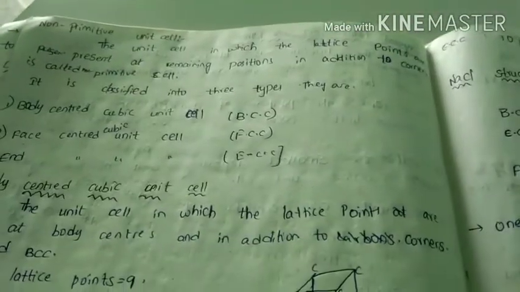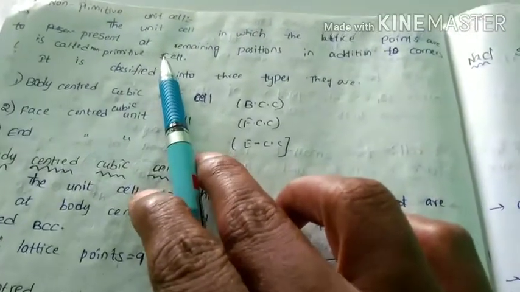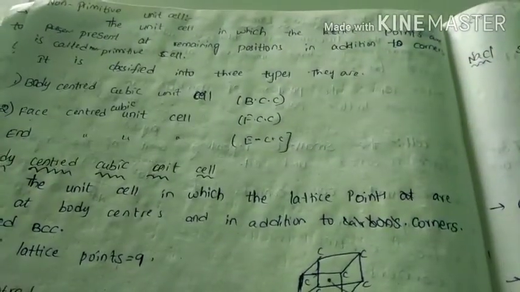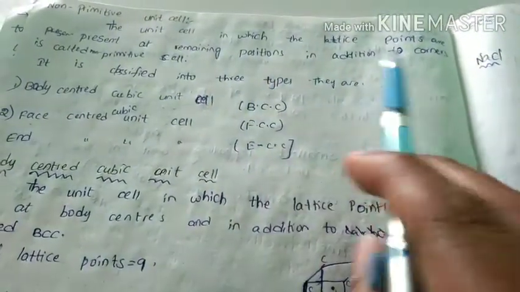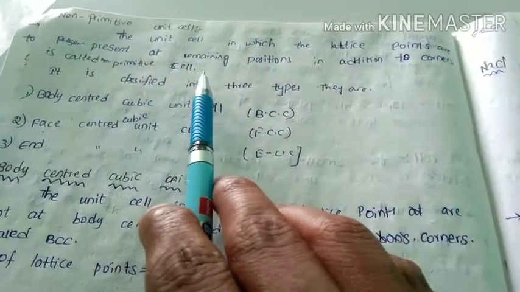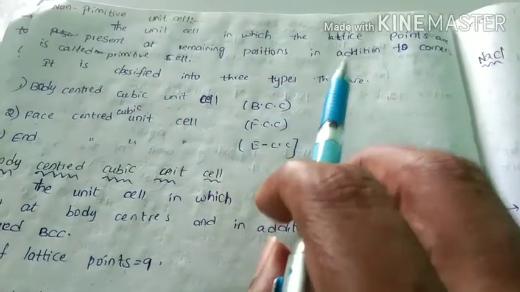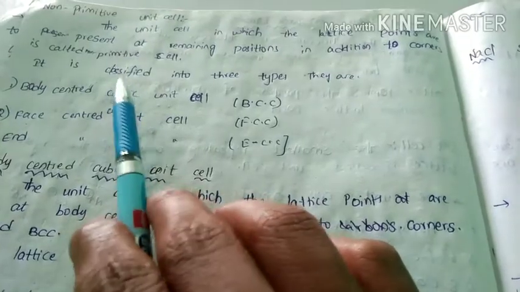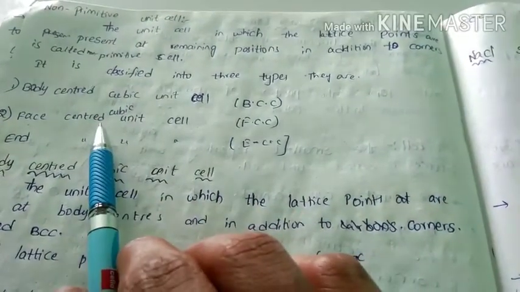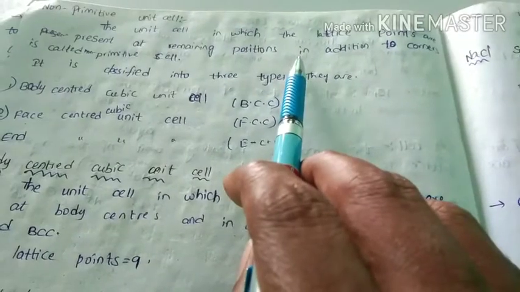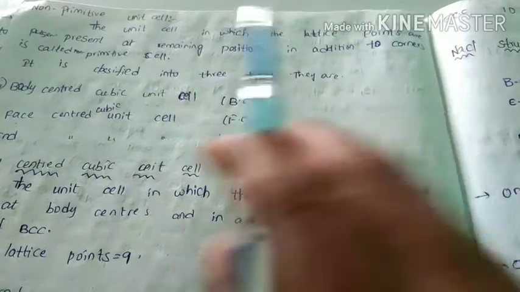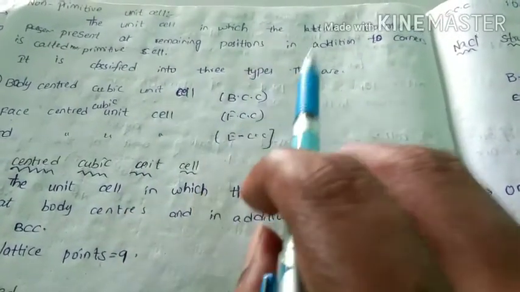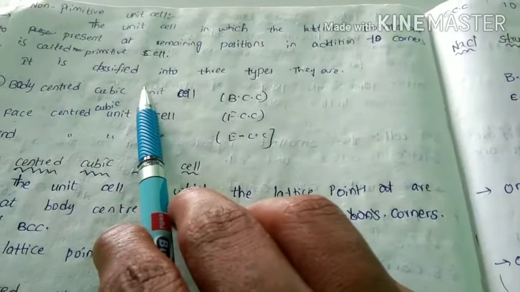Next one, non-primitive unit cell. Primitive unit cell means the particles are present only at corners. Non-primitive means the unit cell in which lattice points are present at remaining portions in addition to corners. The remaining portions are body centers, face centers, and edge centers. That is called a non-primitive unit cell.